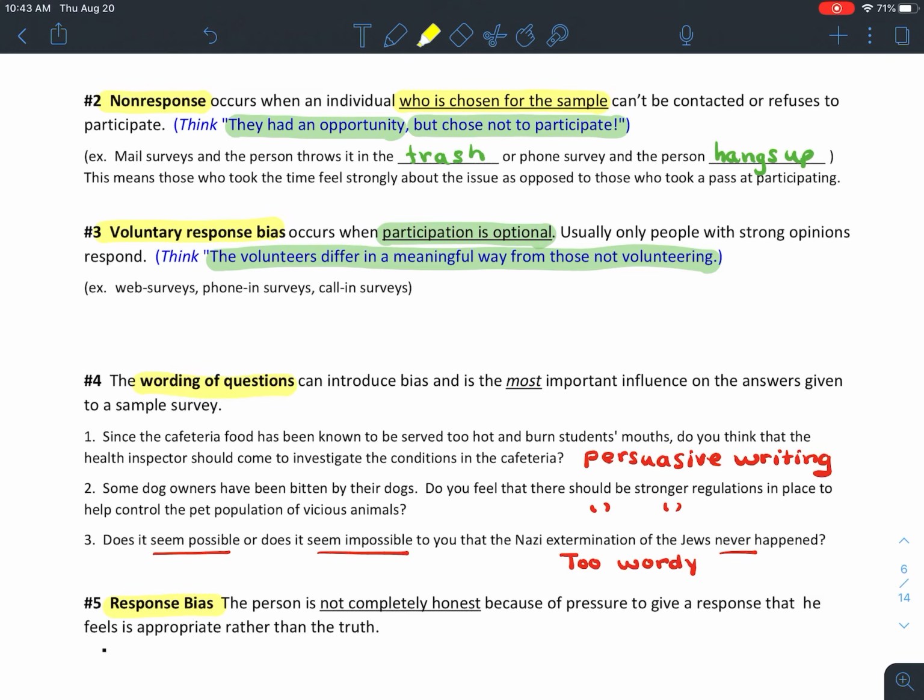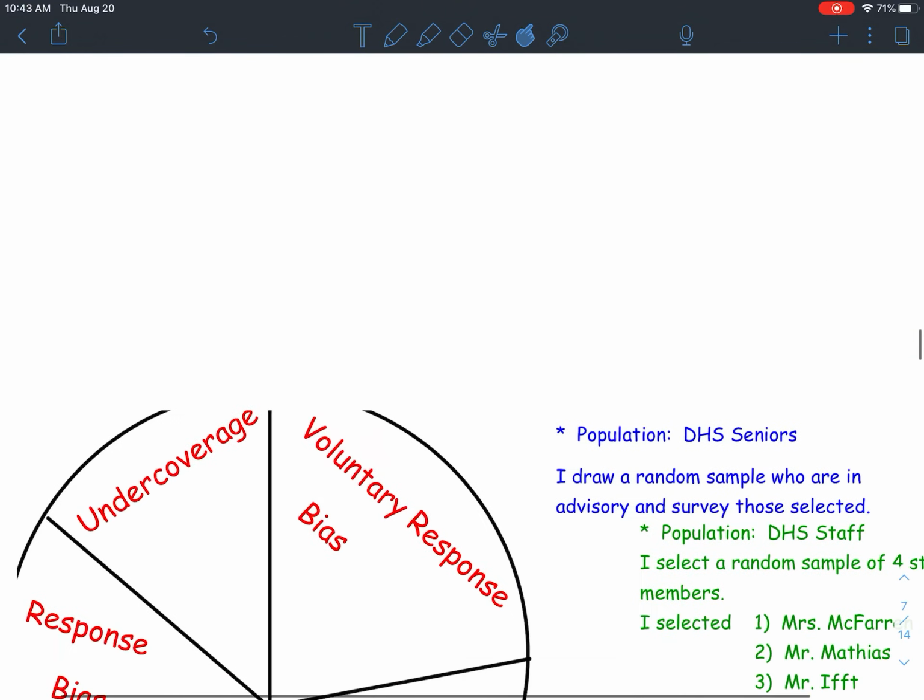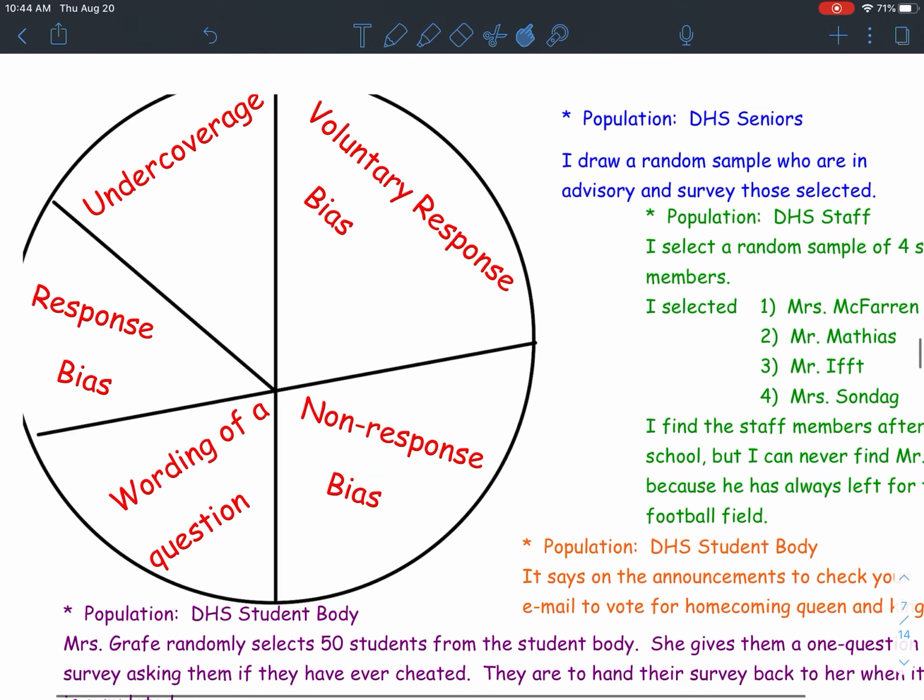And then finally, response bias. Okay, this is when a person is not completely honest with their answers because they're feeling some type of pressure to give a response that maybe they feel is the right answer or the appropriate answer rather than just giving their own truthful response. Okay, so we're going to see if we can take a few examples here and see if we can fit these examples into one of these bad errors that could happen in a survey. Okay, so let's go ahead and start with this top one here.